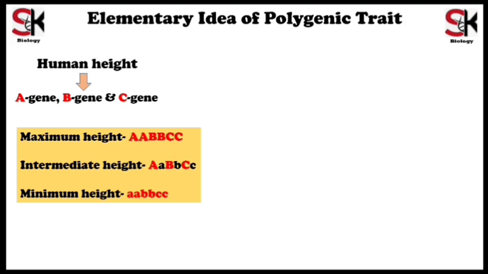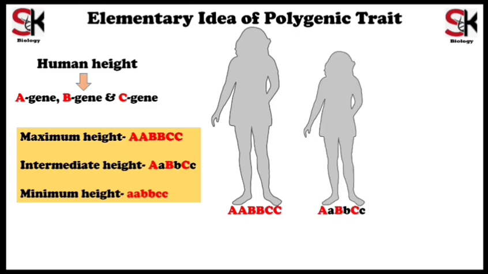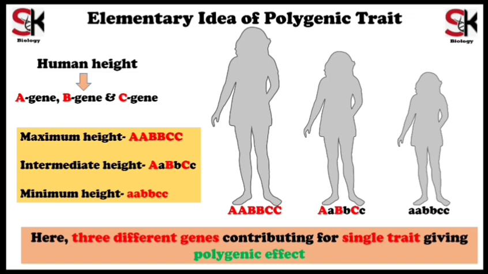So, maximum height is possible when all three genes are present in dominant form. The intermediate height will be the result of an equal mixture of dominant and recessive forms of the genes. And minimum height will be possible when all three genes are in recessive form. Here, three genes are contributing to a single trait, showing polygenic effect.